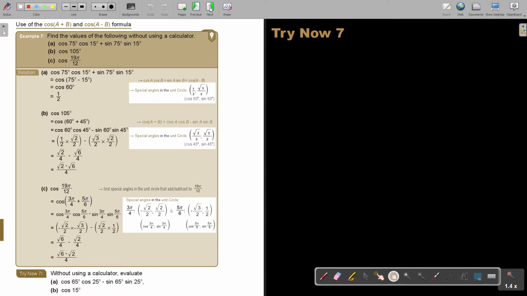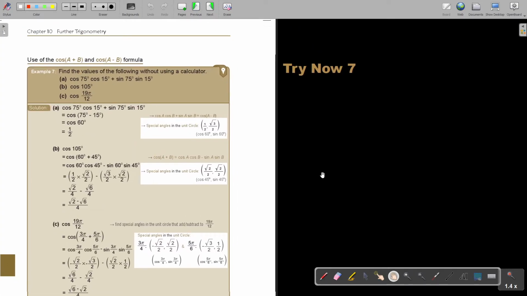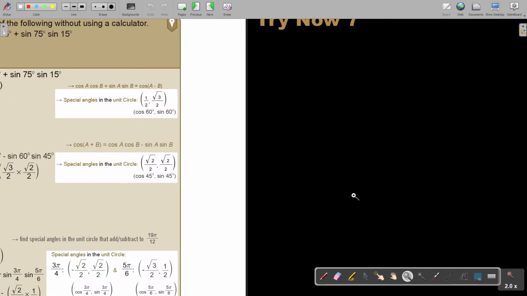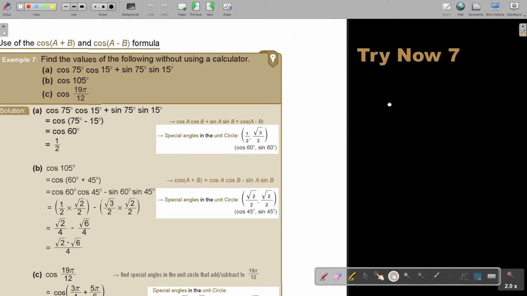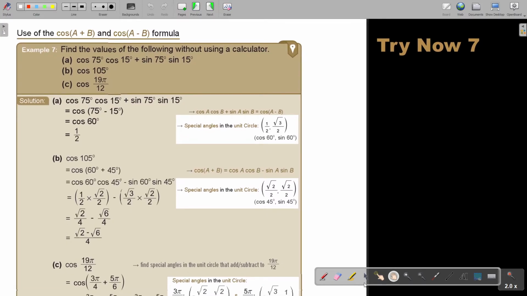Okay, now you are ready for an example. I said so much, and now I can do an example with you. I'm going to make it a little bit bigger so that you see better. Now I'm going to use this too: cos(A plus B), cos(A minus B). Now find the values of the following without using a calculator.